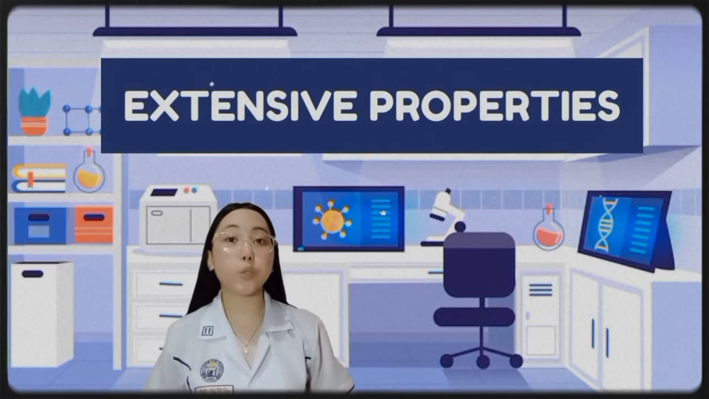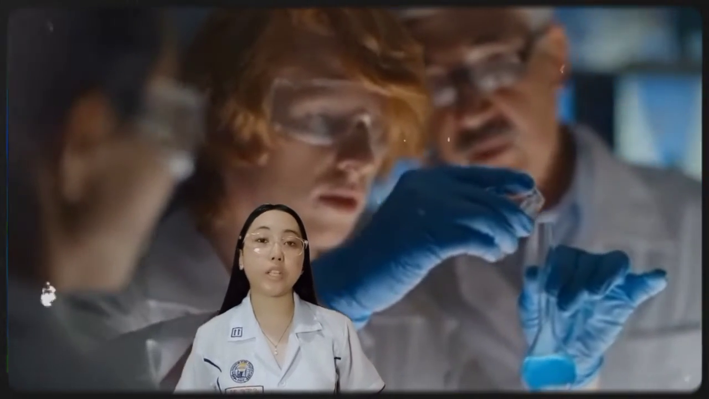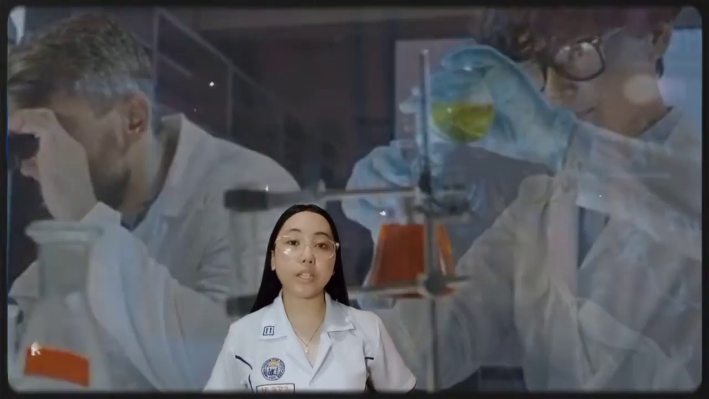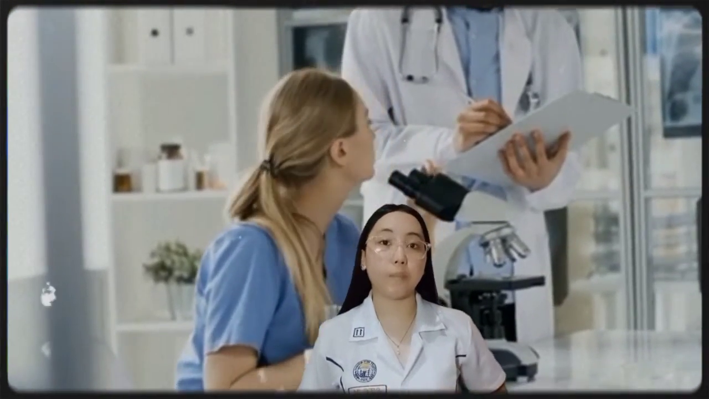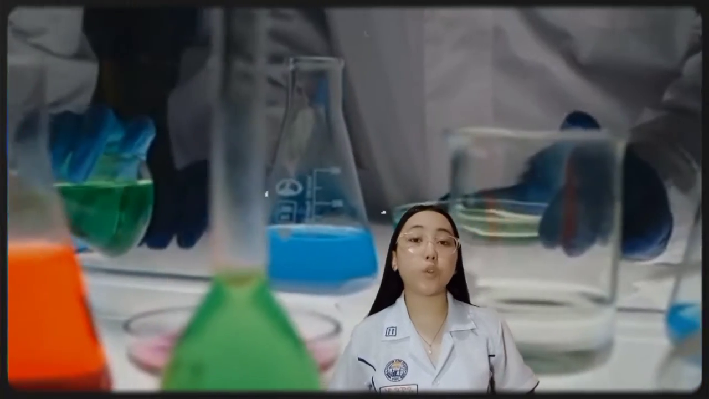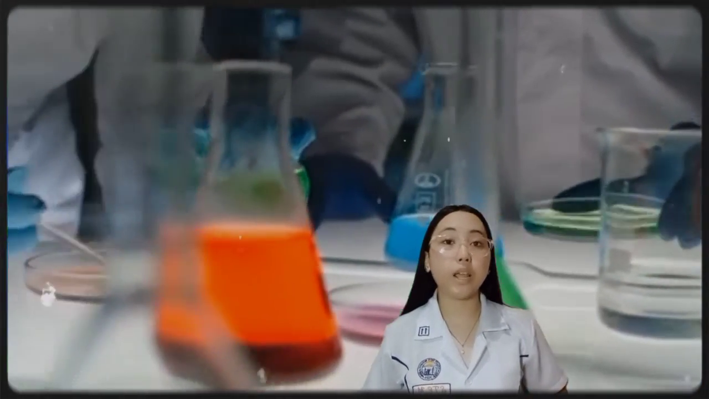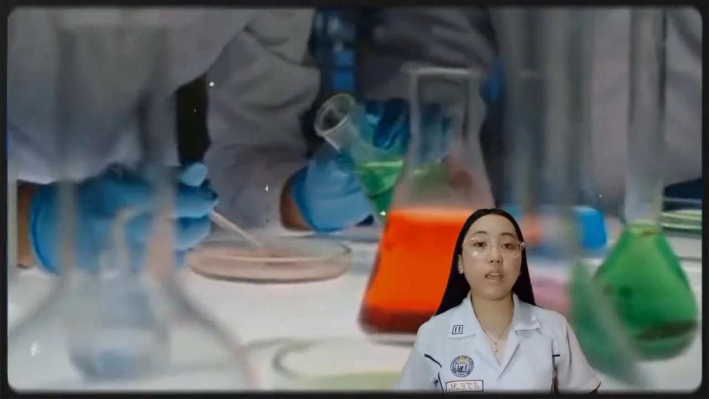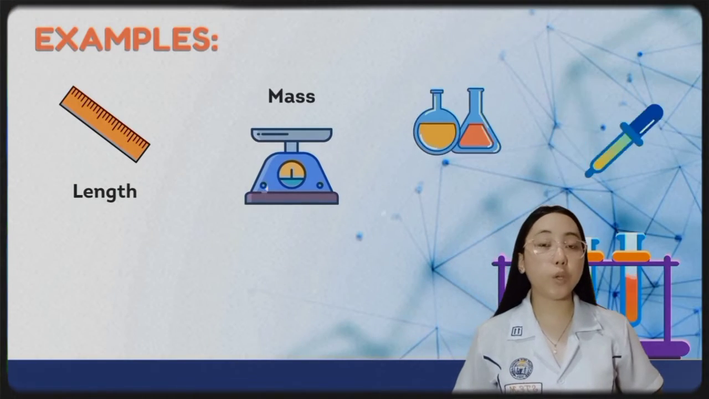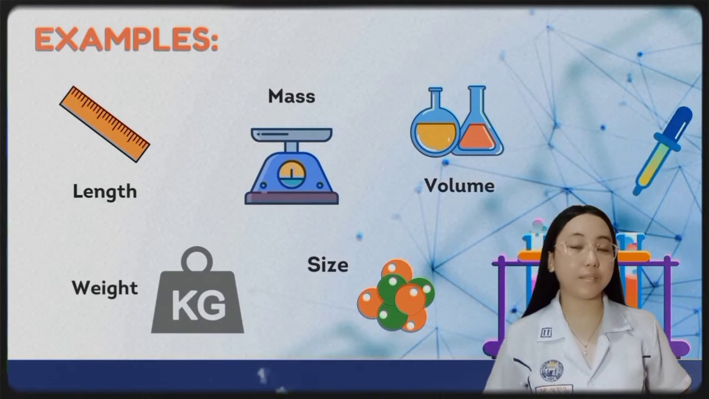Extensive properties do depend on the amount of matter that is present, and their value changes if the size or quantity of matter changes. An extensive property is considered additive for subsystems. While extensive properties are not useful for sample identification, they are great for describing it. Examples of extensive properties include length, mass, volume, weight, and size.